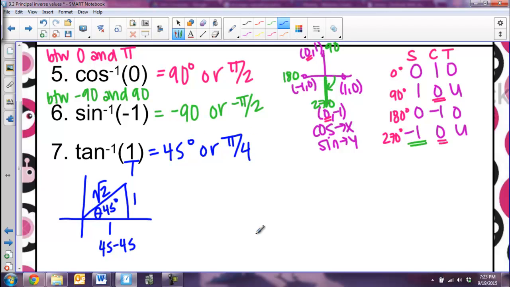Okay, that's all I've got for you. We are going to practice finding these principal inverse values for the next couple days in class. So I hope you have a great weekend.